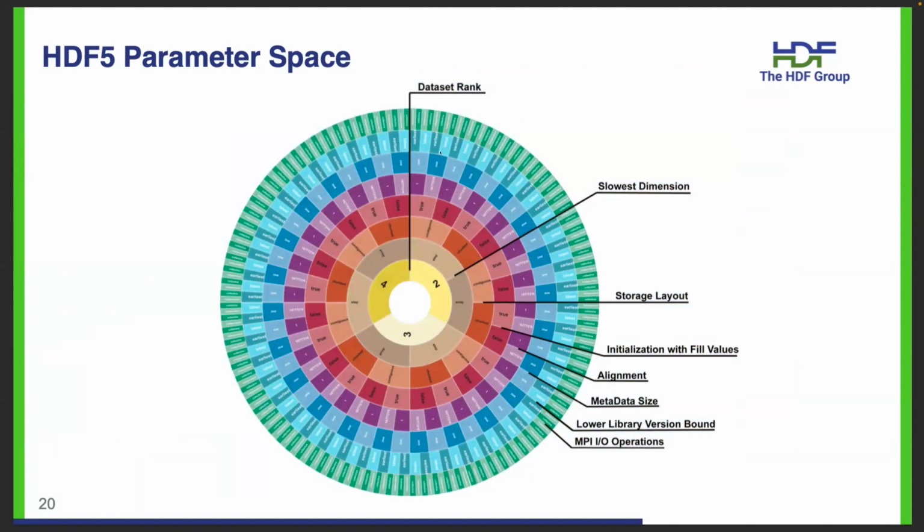It starts off at the bottom with what kind of data set rank you're using, and I'll discuss that in the next couple of slides. Then what the slowest dimension is, that's the next outer ray. Then the storage layout, whether you're doing chunks or contiguous data sets, whether you initialize the fill value we talked about earlier, whether you're doing alignment, what your metadata sizes are, and what version of the library we mentioned before, and then what kind of MPI operation you're using, whether independent or collective. So for each ray, it will switch those parameters on and off.